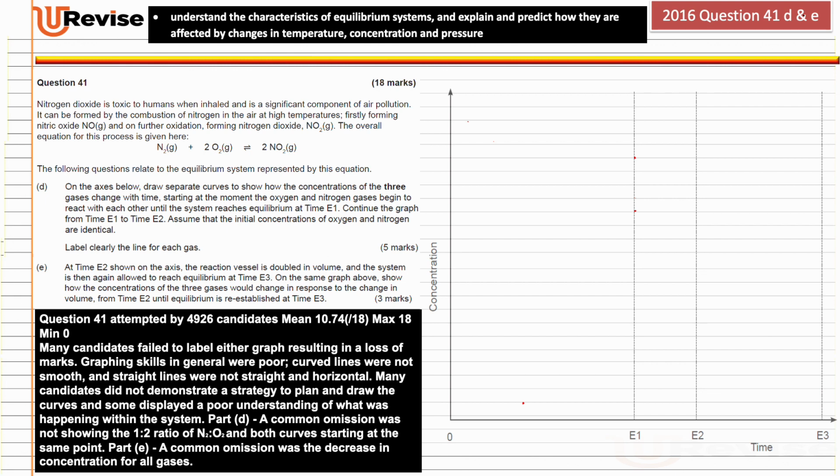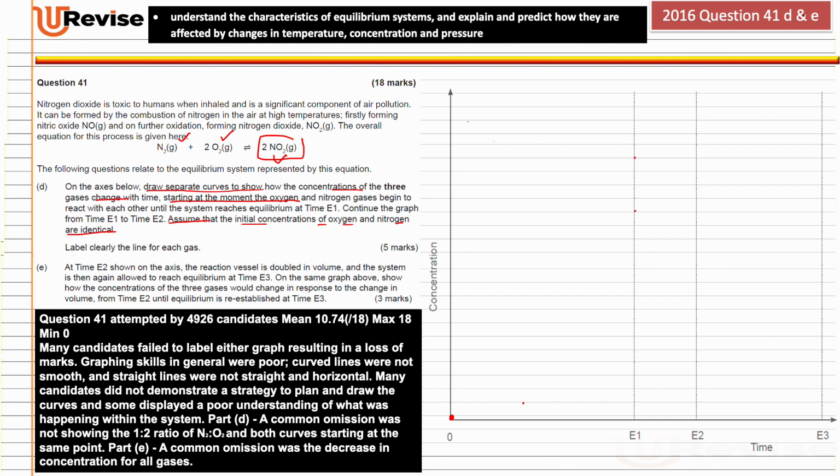Now, we are asked to draw separate curves to show how the concentrations of the three gases change with time. And this statement here tells us that oxygen and nitrogen gases were in the reaction vessel, there was no nitrogen dioxide, which means these ones start with a higher concentration, but nitrogen dioxide will start at 0 concentration. And also, we are supposed to assume that the initial concentration of oxygen and nitrogen are identical.